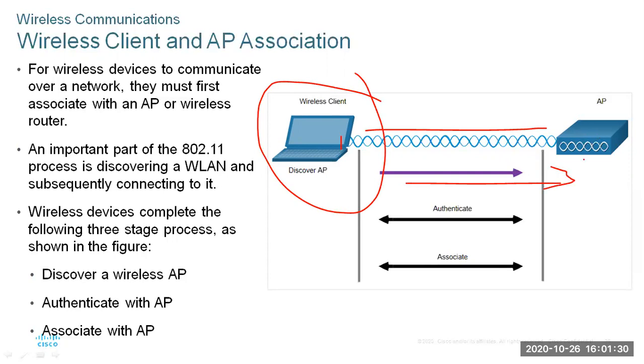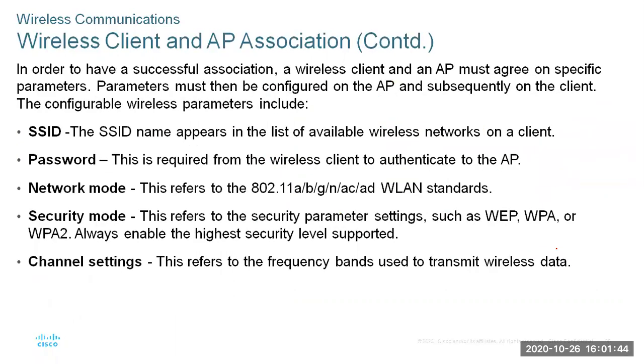Now, if there's a password or something like that, then you enter the password. Then the access point authenticates the device. Then once it does that, it will fully associate. It's when it associates that you can begin to send information. So for you to be able to connect, there are certain things that you need.